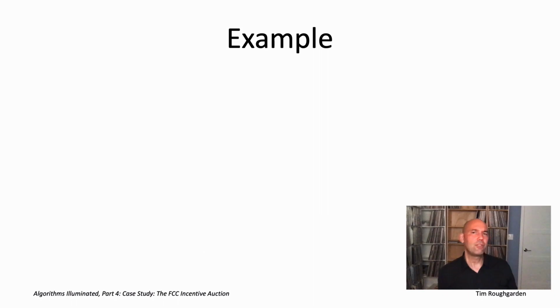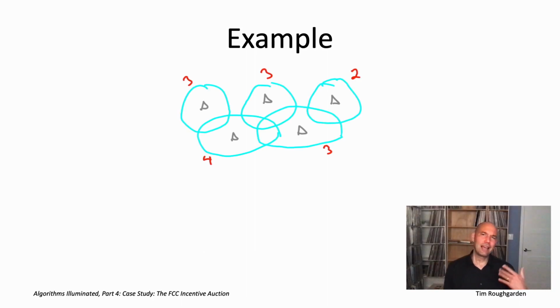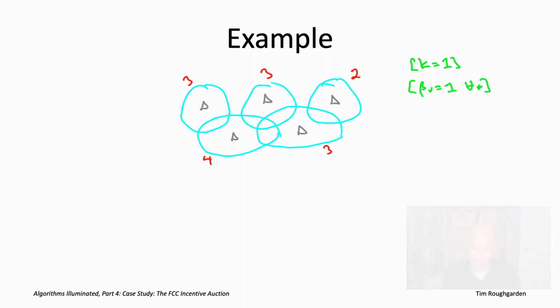To get a sense for how this might work, let's look at an example. Let's just use the same 5-station example we've used many times in the past. And let's go back to the simplest setting that we started with when we were talking about greedy heuristics for weighted independent set. Let's assume k equals 1, so there's only one available channel. And let's assume that all of the station-specific multipliers are 1. Okay, so beta sub v equals 1 for every station v.